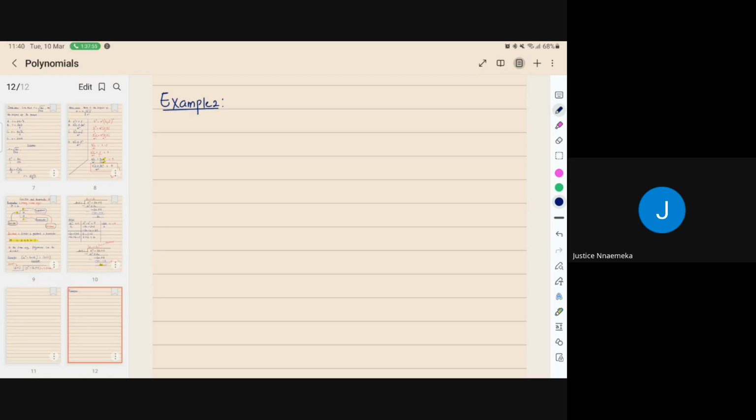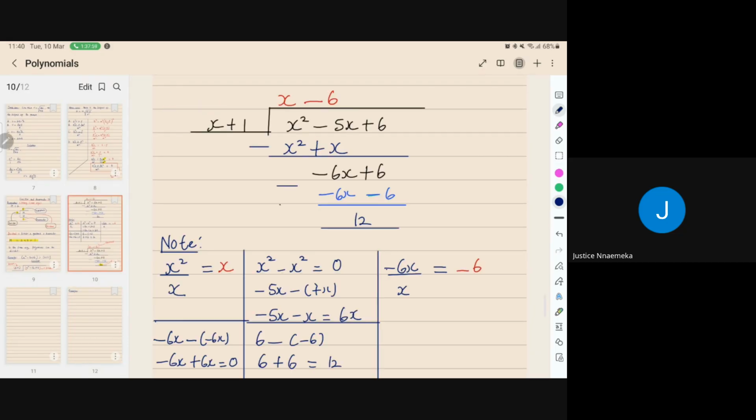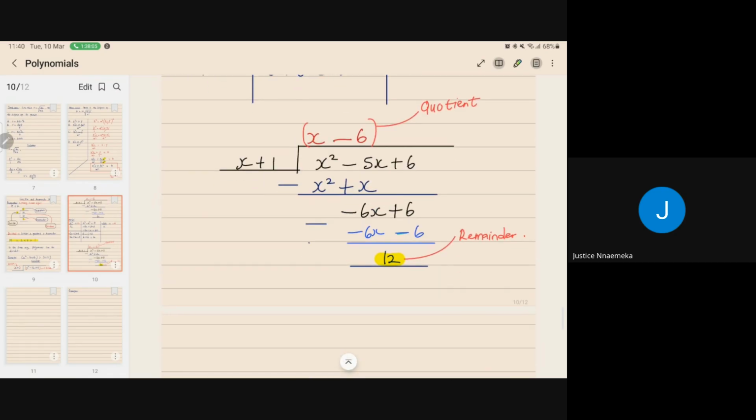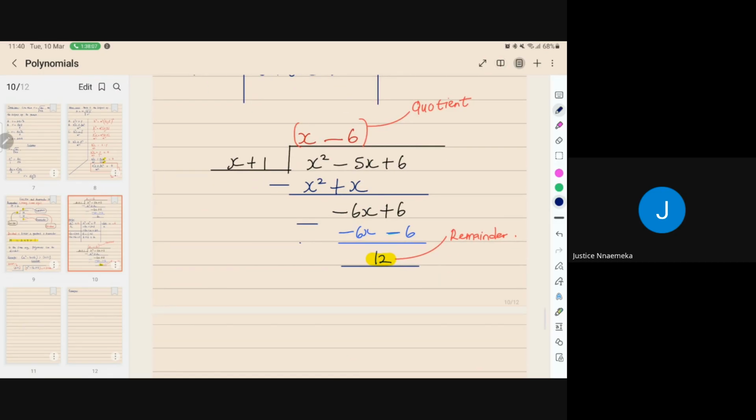But that's not the goal of what I'm trying to show you, right? But just know that when you divide that very polynomial, the answer is going to be what? x minus 6 remainder 12. That's when you divide that polynomial, x squared minus 5x plus 6 divided by x plus 1, you get x minus 6 remainder 12. Just like when you divided 19 by 2, you had 9 remainder 2. So that's the answer to that polynomial.